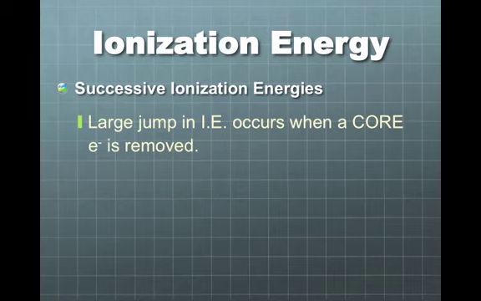All right, it is easier to remove a valence electron, which are the ones on the outside. Remember, valence electrons we use in bonding. It is easier to remove one of those than it is to remove one of those core electrons, or one that's really close to that nucleus. Why is that? Well, you have a stronger attraction.